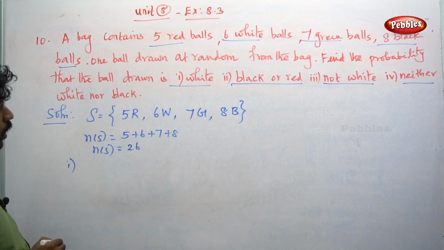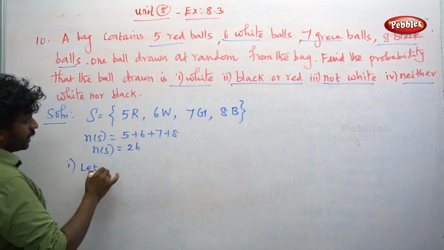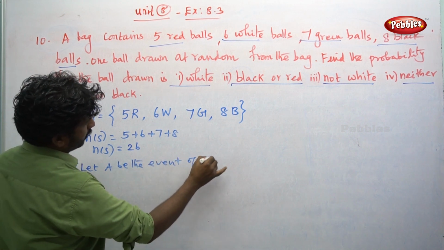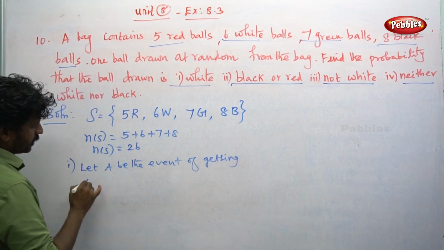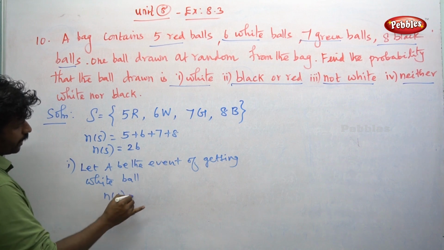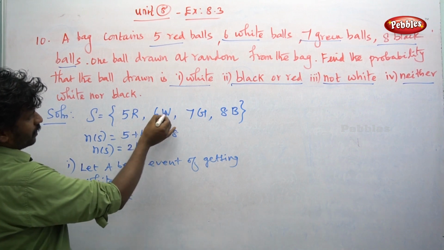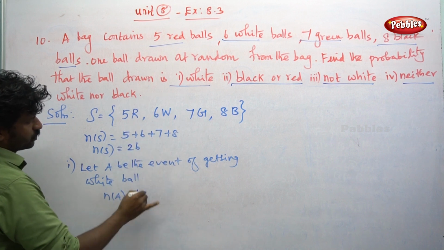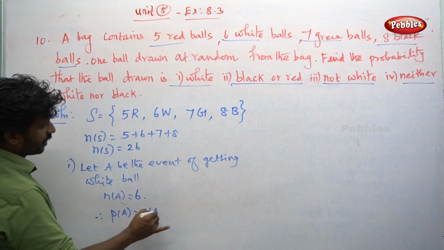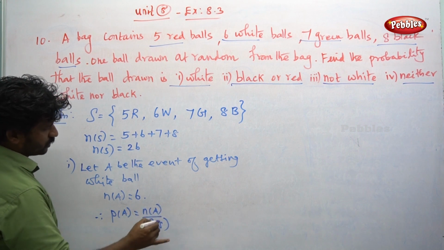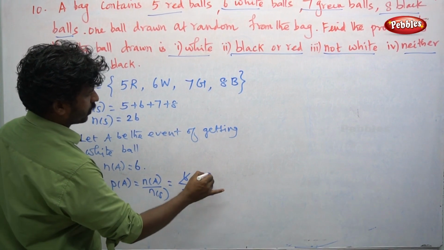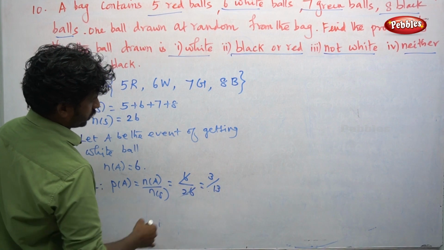First என்ன கொடுத்துருக்கு? White. So, அதை எப்படி எழுதணும் அப்படின்னா let A be the event of getting a white ball, right? White ball. அப்போ n of a is equal to white ball எத்தனை? white ball மட்டும் அப்படின்னா பாருங்கள் இங்கே இருக்குது, இதான் white. 6 white ball இல்லையா? ஸோ 6ன்னு போட்டால் போதும், right? So the p of a is equal to the n of a by the n of s is equal to, this is 6 by n of s எவ்வளோ? 26. So இதை கேன்சல் பண்ணால் 3 2s are 6, 13 to 26, right?